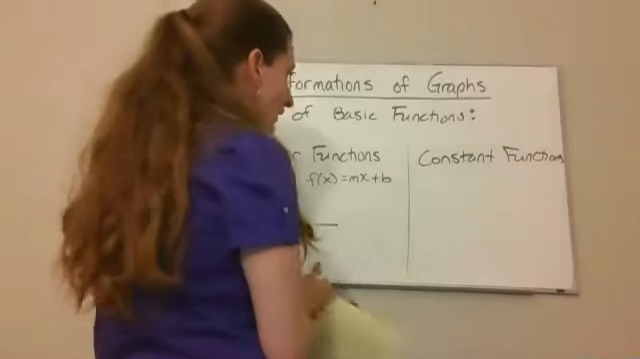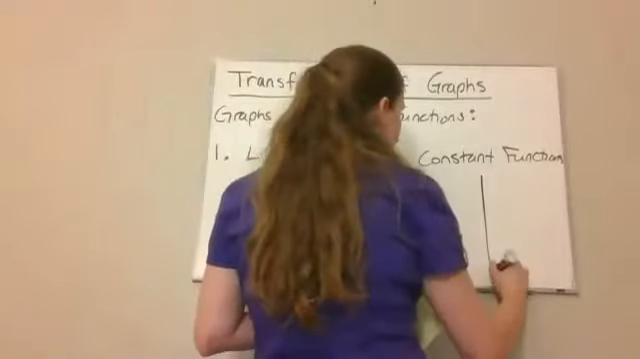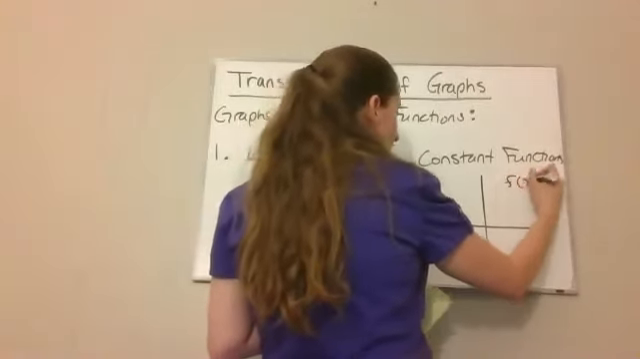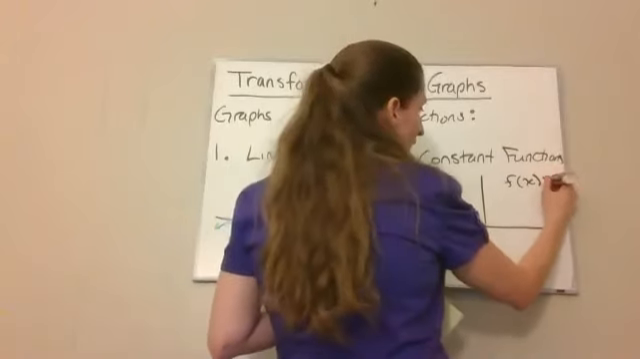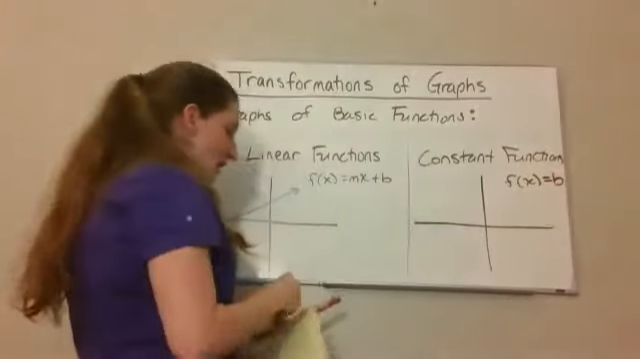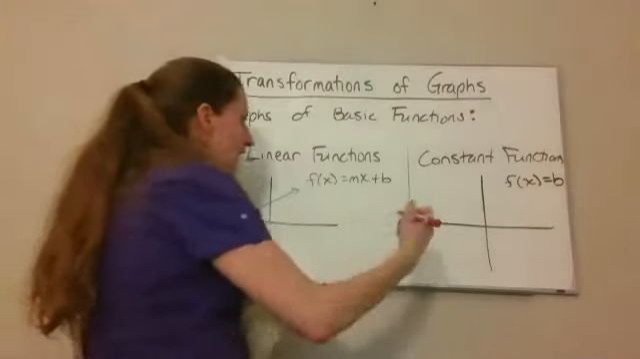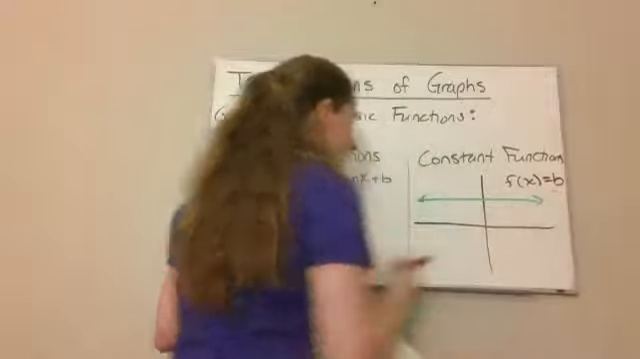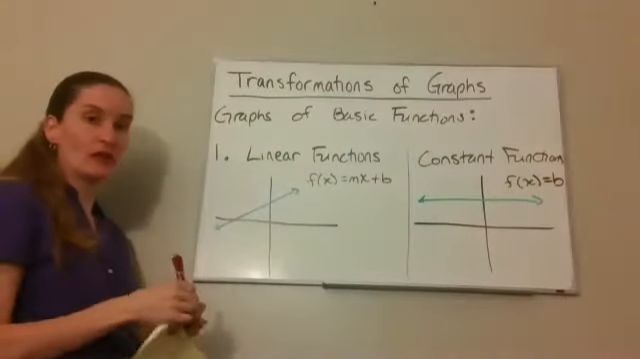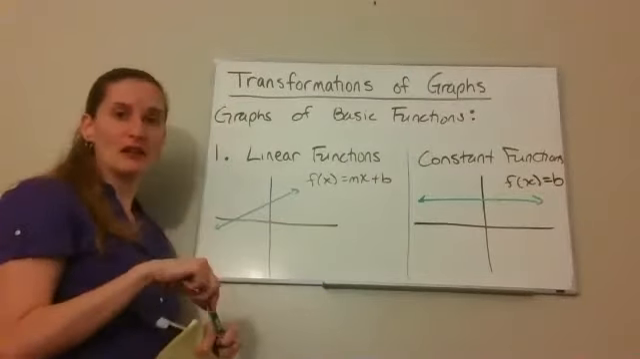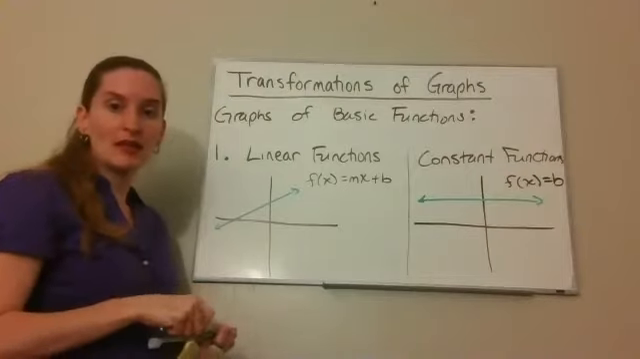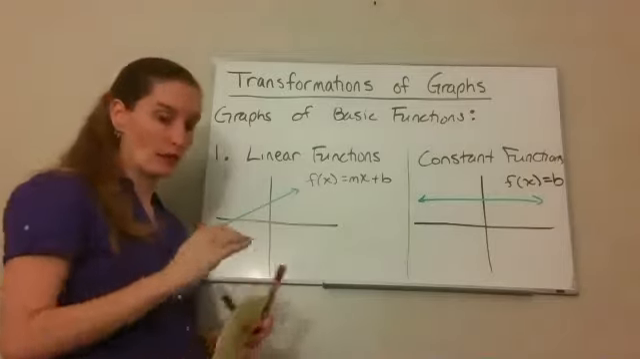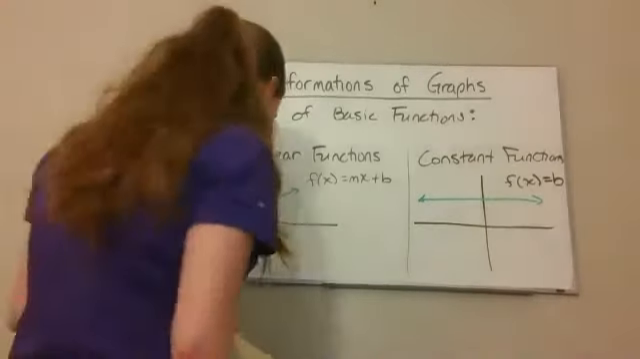Constant functions are very similar, but if you remember from one of the previous videos, constant functions are ones that just look like f of x equals a constant b. So those are also linear, but they make a horizontal line. And again, this horizontal line can be at any place on this grid. It all depends on what b is. The important part is that you know that a constant function is a horizontal line.